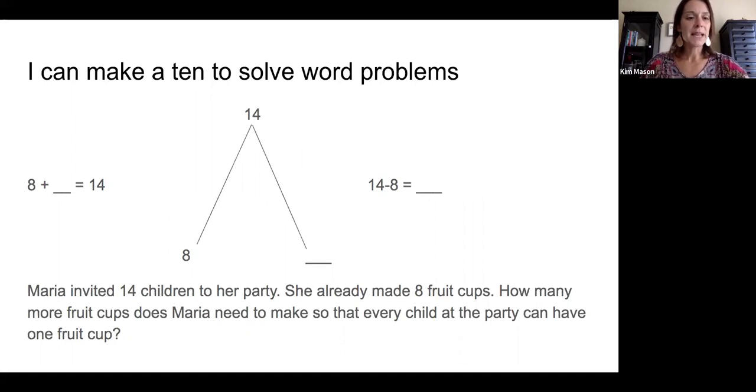The word problem says, Maria invited 14 children to her party. She already made 8 fruit cups. How many more fruit cups does Maria need to make so that each child at the party can have 1 fruit cup? This is an unknown addend.